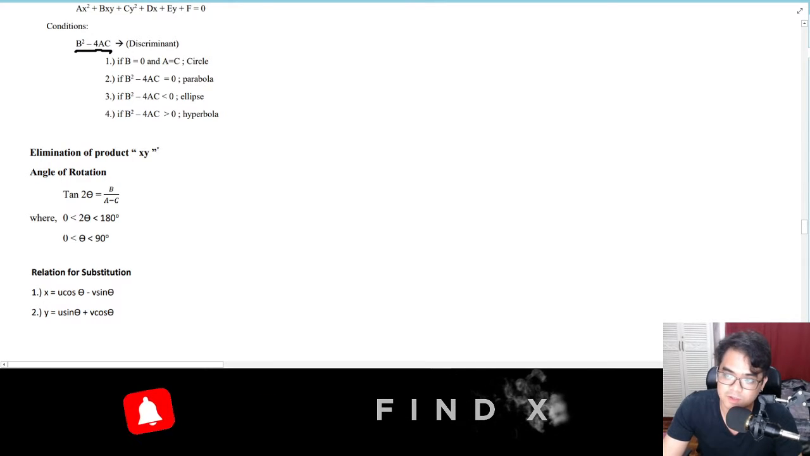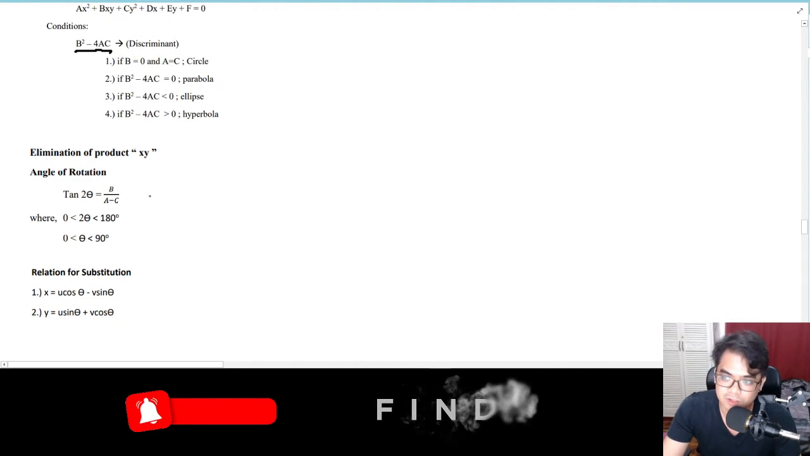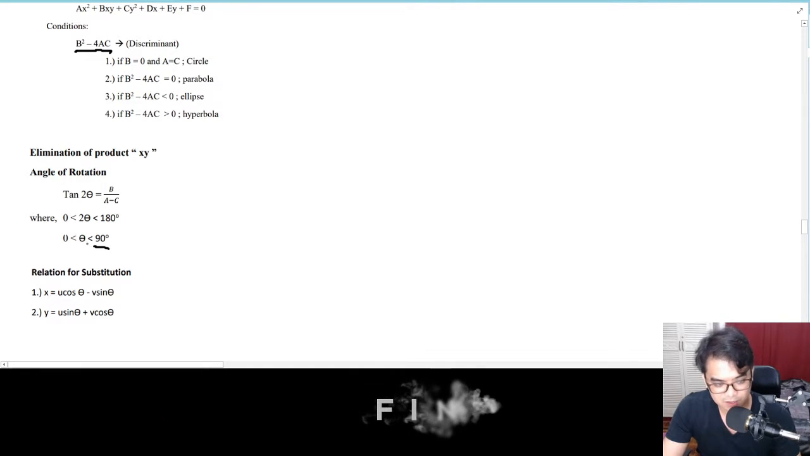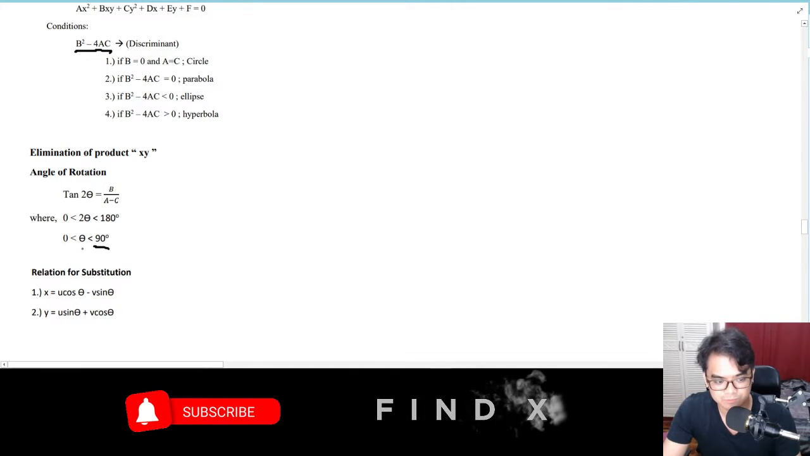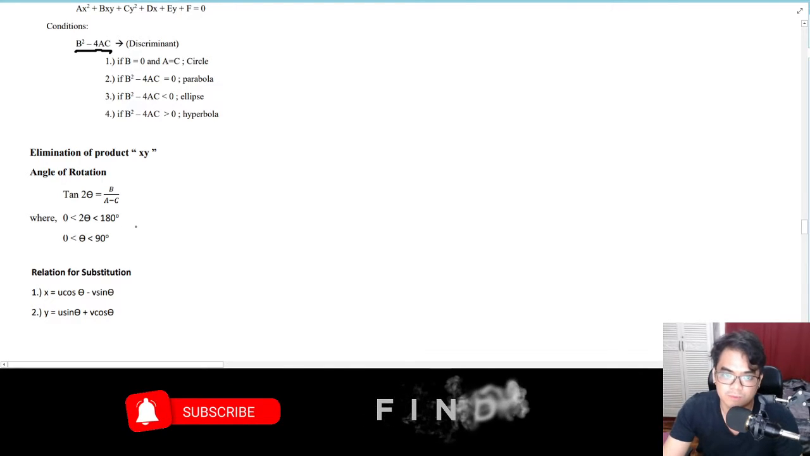Then there's another topic, which is elimination of the product xy. If you want to eliminate this product xy, there will be an angle of rotation, which is tangent 2 theta equal to b over a minus c. The condition is that 2 theta must be 0 to 180 only, and to get theta, you just divide everything by 2. Then the value of theta will be between 0 and 90. It cannot be 90 because tangent 90 is undefined.